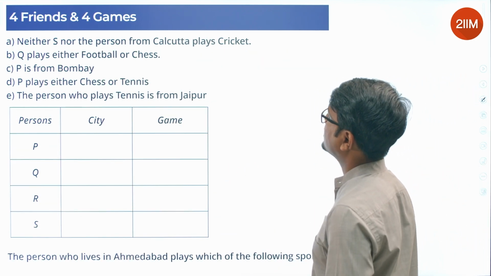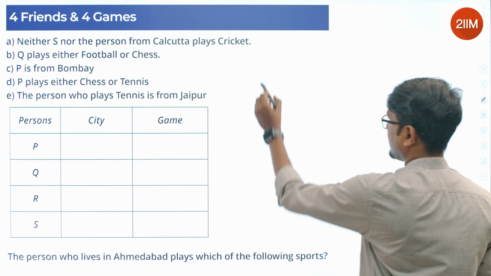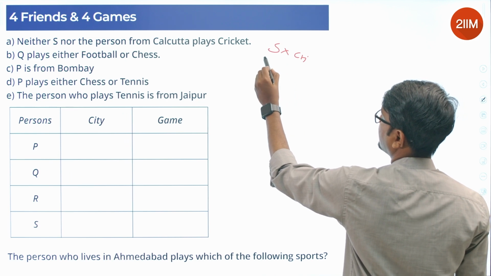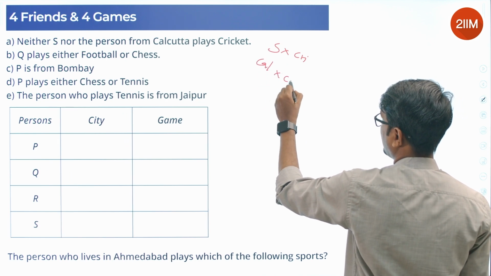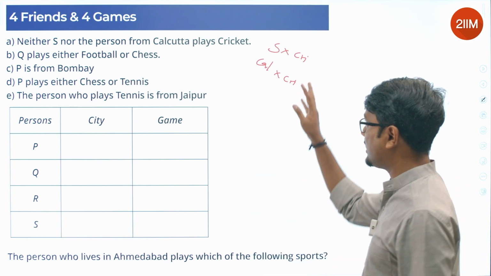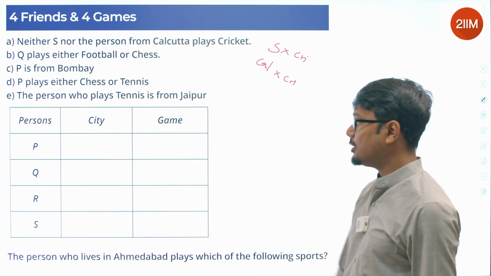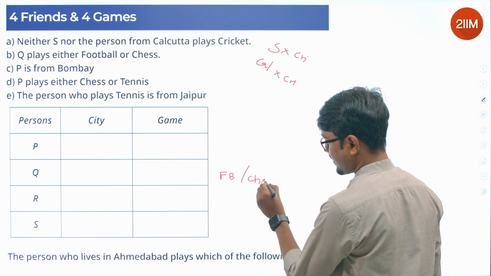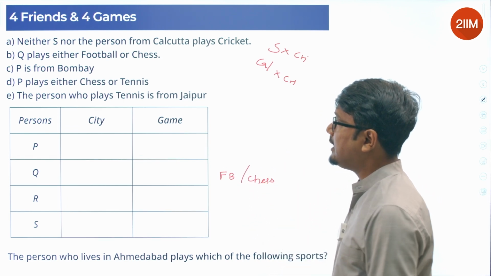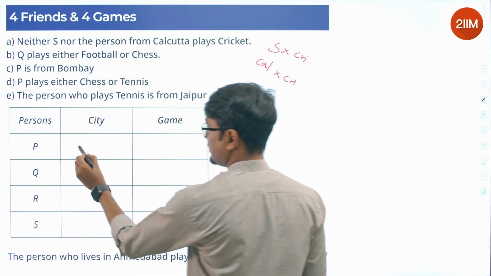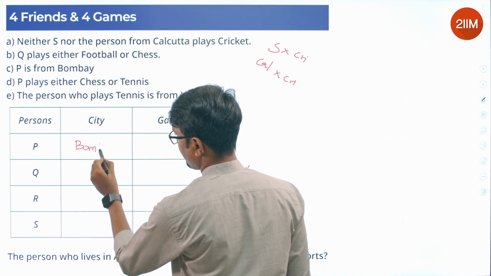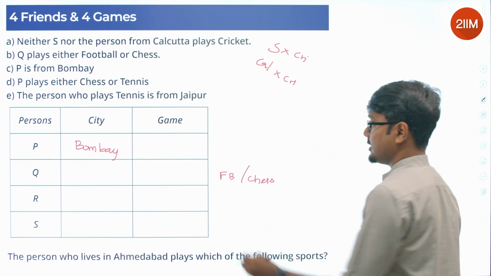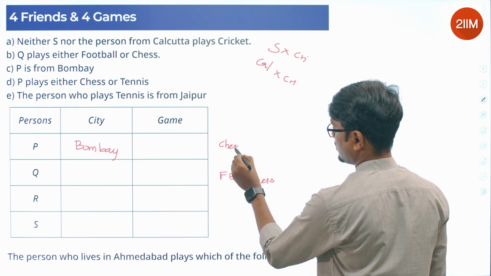Neither S nor the person from Calcutta plays cricket. So from this we'll say S will not play cricket and the Calcutta guy will not play cricket. So we'll have these two data for now. Q plays either football or chess. So either football or chess. Okay, so P is from Bombay. That's the direct data. P plays either chess or tennis. So either chess or tennis.